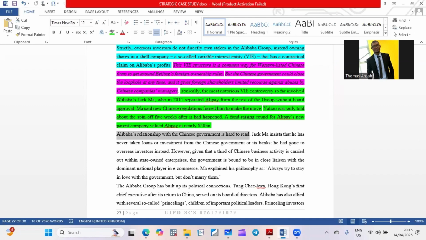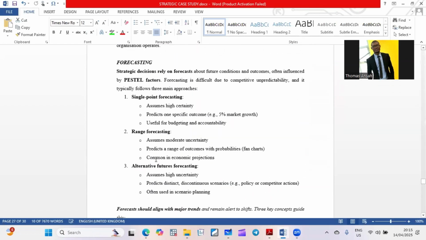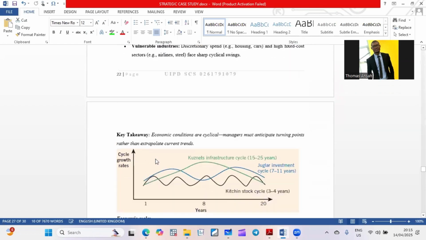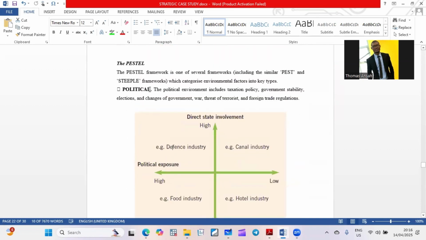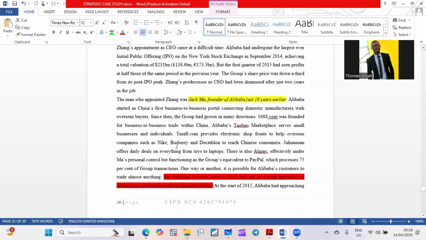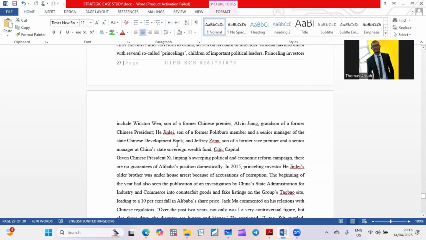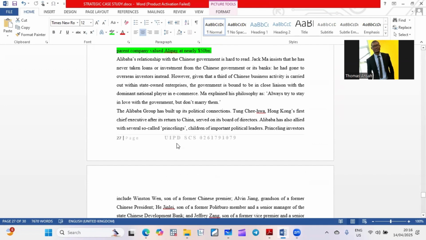Do you remember that quadrant that I drew for you? Do you remember this quadrant? So you saw where it was under, where the state, yes, high. Have you seen that? So that is where he falls under, because it's an electronic database, e-commerce activities they are doing. So there is a political kind of affiliation also over there.